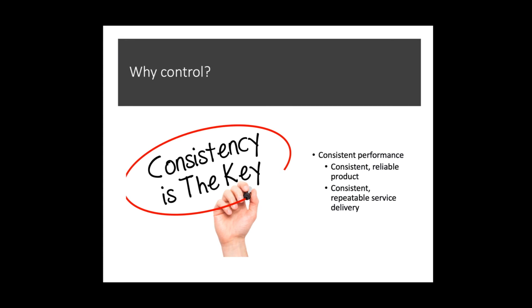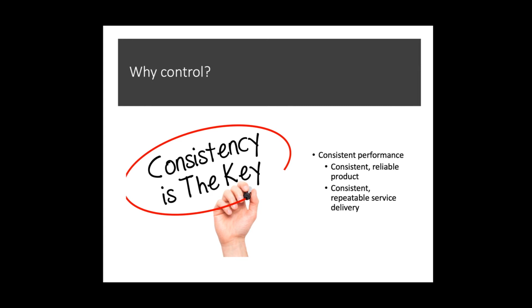Why do we talk about control? Because as we've said again and again, management is about delivering consistency. Consistency in terms of consistent performance, whether that means a consistent, reliable product or a consistent, repeatable service that you're delivering to your customer. The whole idea here is that if your customer can rely upon what you deliver time and again, that breeds reliability and that breeds loyalty.